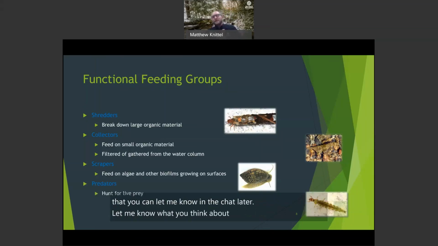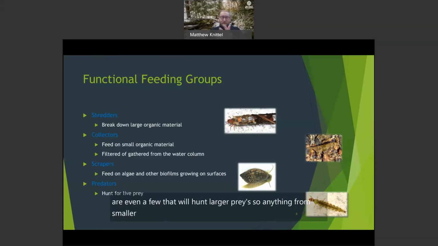And then finally, we also have predators. So these are organisms that are going to hunt our other macroinvertebrates, and there are even a few that will hunt larger prey. So anything from smaller fish, tadpoles, even adult frogs.